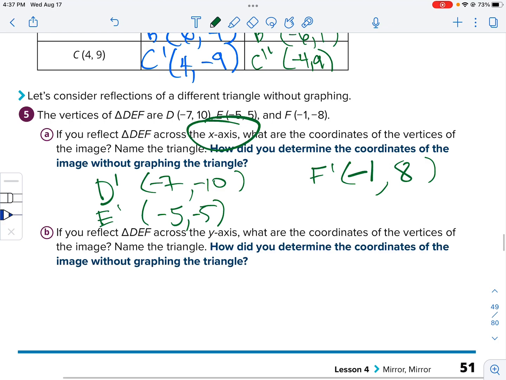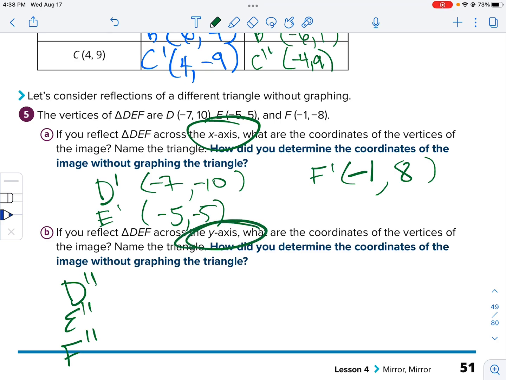Okay, using the same information, this time we're doing over the y-axis, so the y stays the same, and the x is the opposite. So the opposite of -7 is 7, and the y stays the same. 3, the x does the opposite, the y stays the same. The point -1, 8 changes to 1, 8, because you take the opposite of the x value and the y value stays the same.